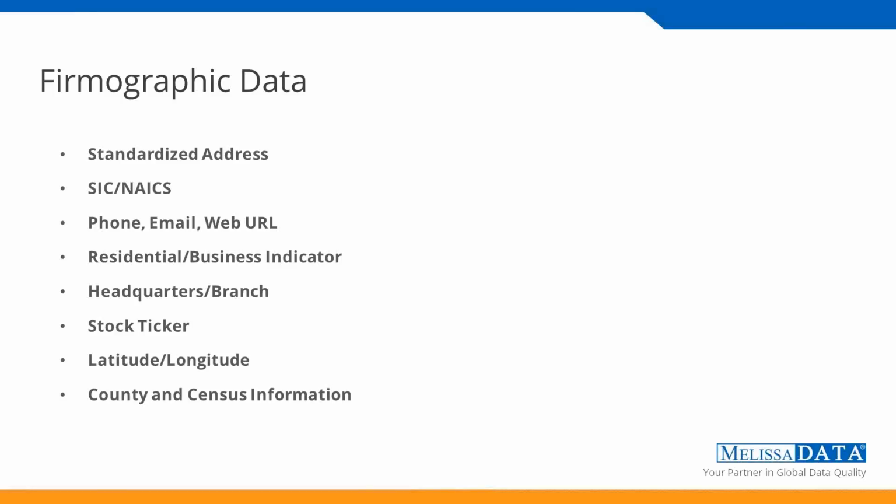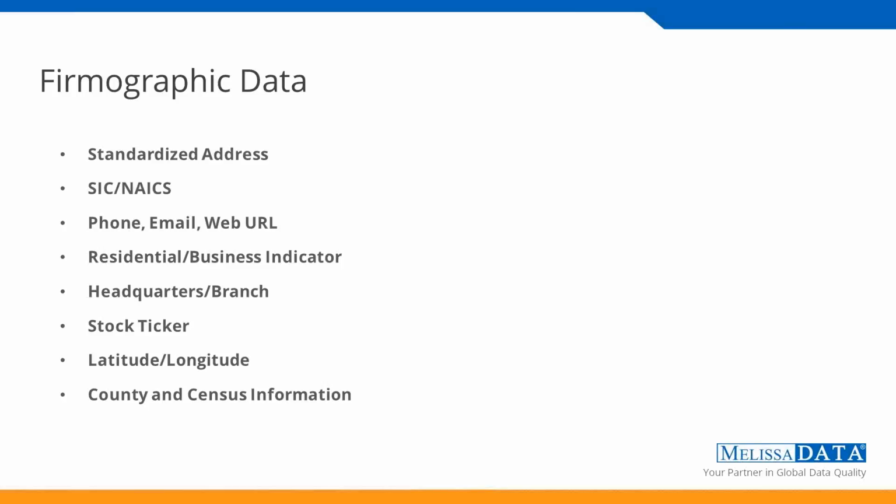Firmographic data. First and foremost, we can standardize information you give us, whether it's a phone number or the company name or the address in itself. We'll standardize and correct all of that information. So if there's anything wrong with your data, we'll be able to fix it. And that's pretty much standard to all of our products. And we stand for data quality, of course. And we can give you the SIC and NAICS codes. This is for industry categorization.